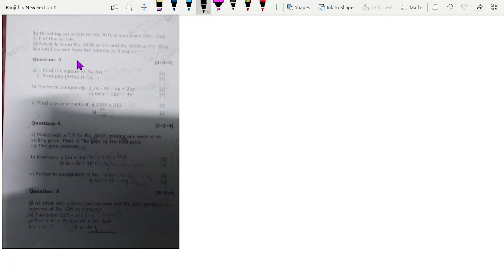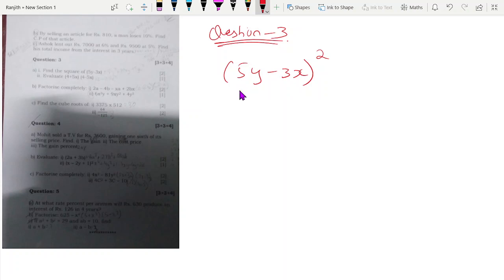Okay, look at the second main. Do we have any questions from second main? Any questions from second main? No, sir. Okay, from third main, first question. Find the square of 5y minus 3x.